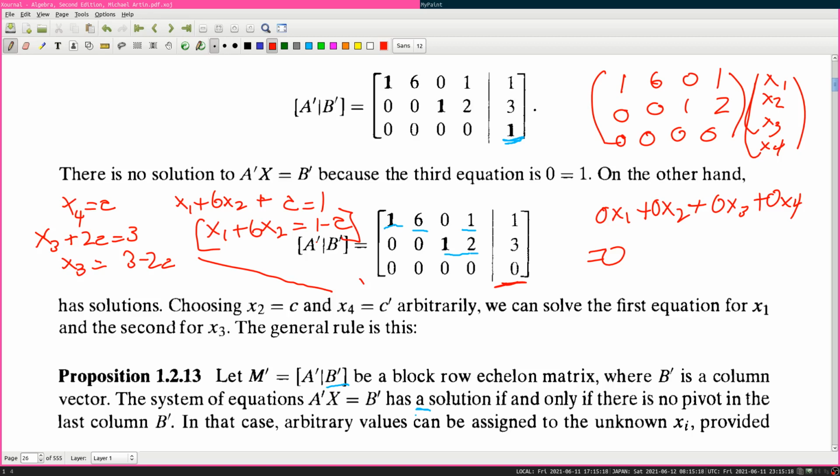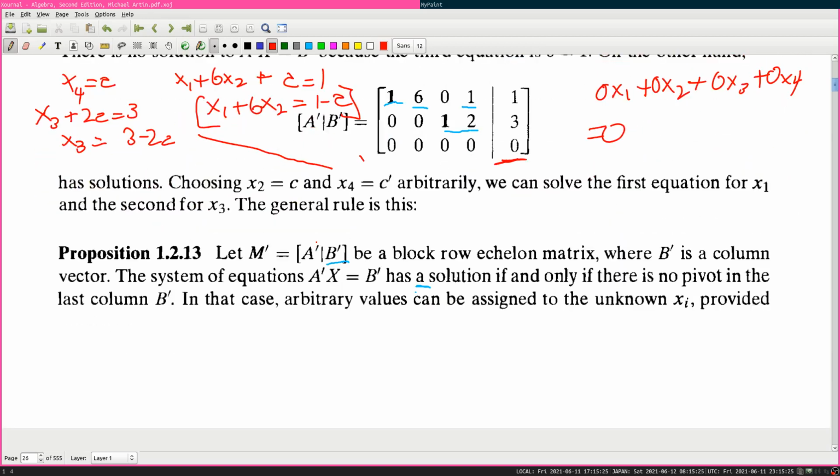Anyway, the general rule is this, proposition 1.2.13: let M' = (A' b') be a block row echelon matrix where b' is a column vector. The system of equations A'x = b' has a solution.